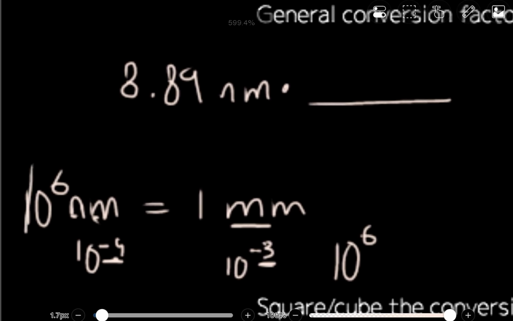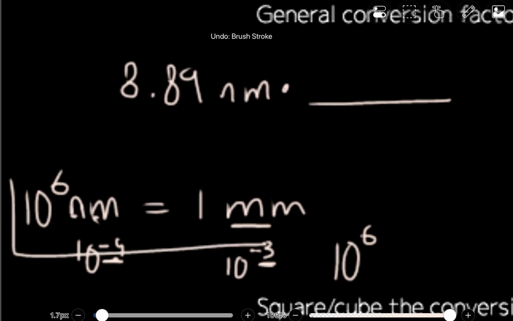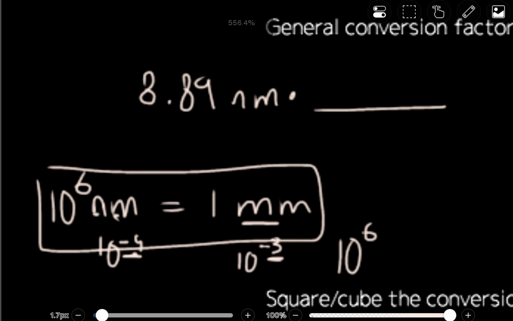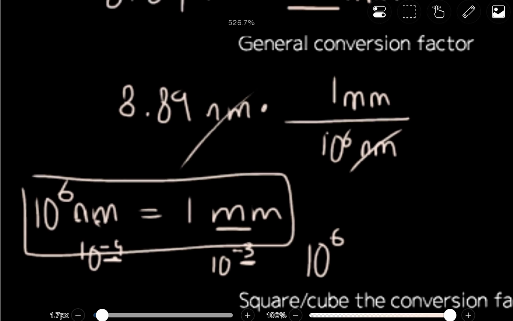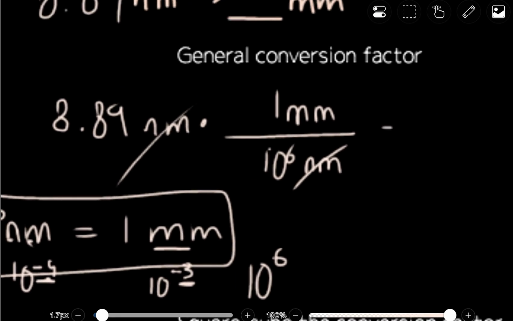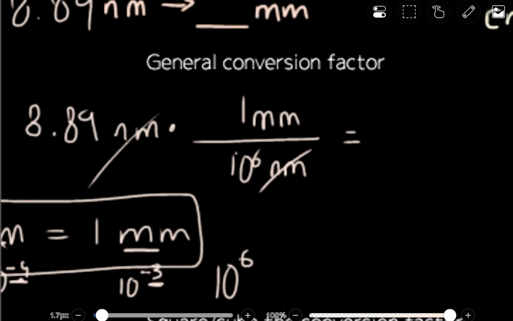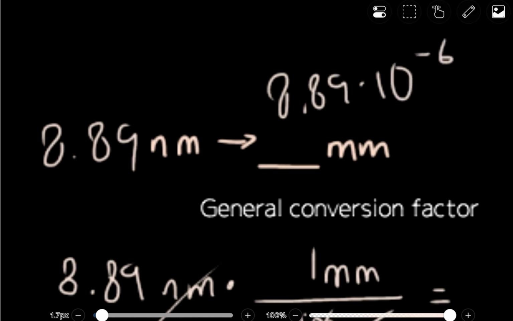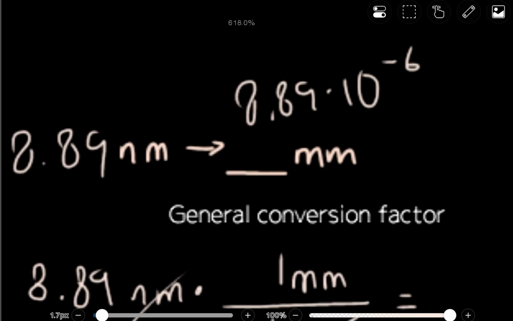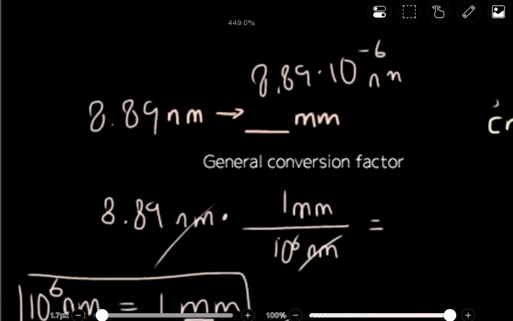So I'm going to insert our conversion factor, which we've established, into our problem with the unit that I want to cancel at the denominator. So this cancels, which is fine. We don't have any squares to worry about, so we can just solve this right away. The answer is going to be 8.89 times 10 to the negative 6. So that will be our first answer.